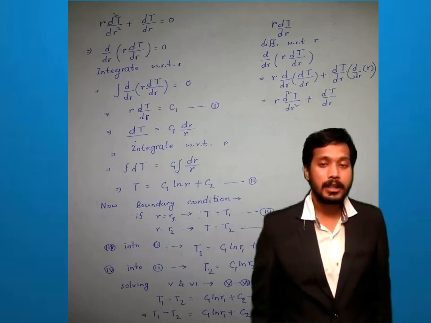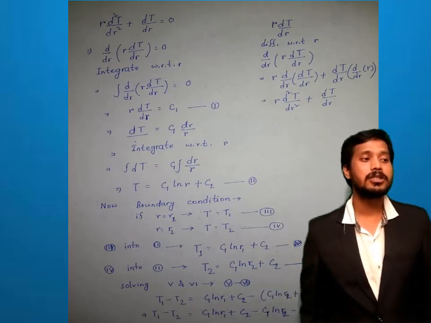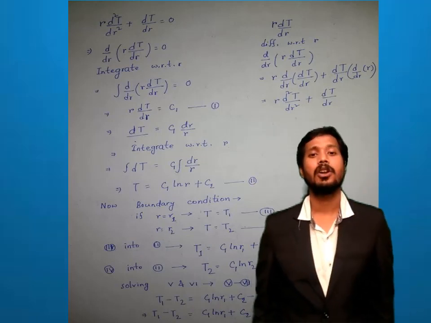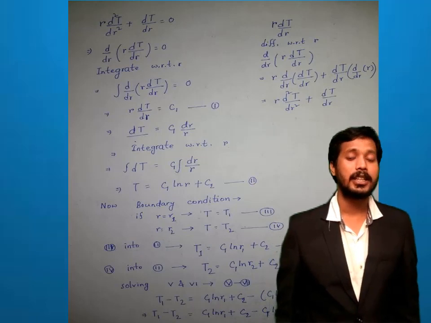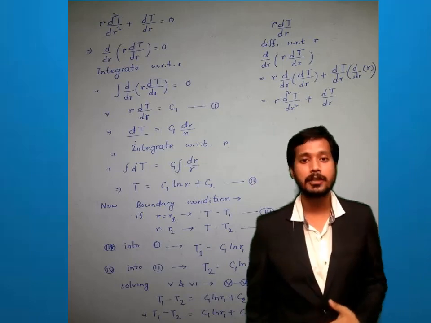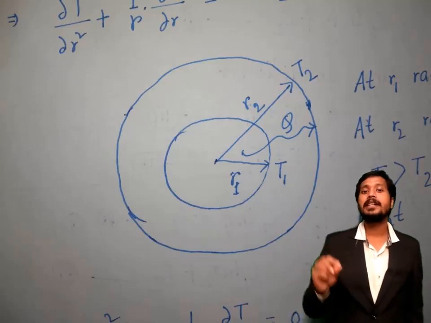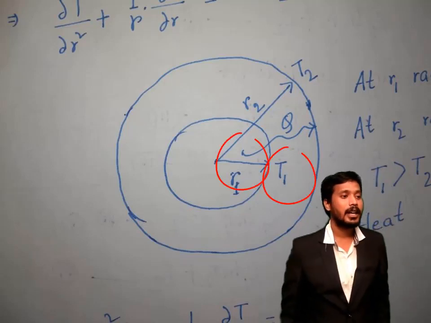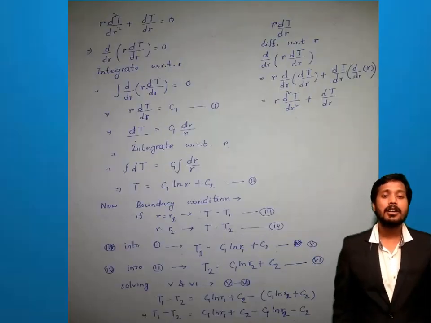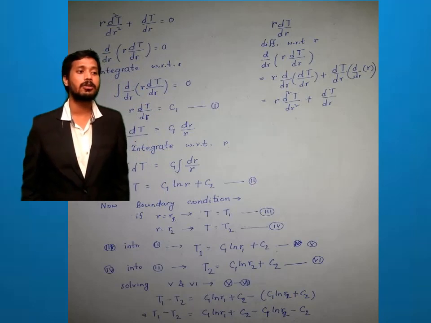Now again we integrate. The integration of dT equals C1 times the integration of dr by r. So T equals C1 ln r plus C2, another constant. Now you see C1 and C2 are both constants that depend on boundary conditions. So how do we generate the boundary conditions? Again you go back to the picture. At the inner radius R1 the temperature is T1, and at the outer radius R2 the temperature is T2. So if we put the first boundary condition, we get T1 equals C1 ln R1 plus C2.